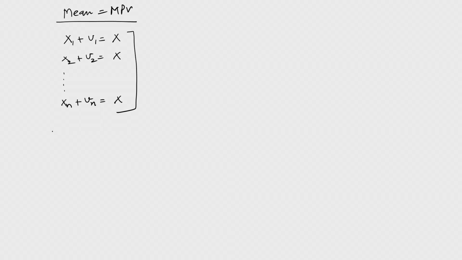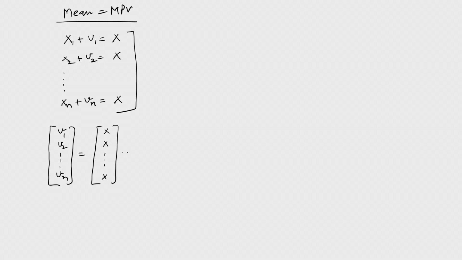Now I can write the V matrix this way: V1, V2, Vn equals x, x, x n times, minus x1, x2, xn, fine. I am just transferring things from left to right and right to left.